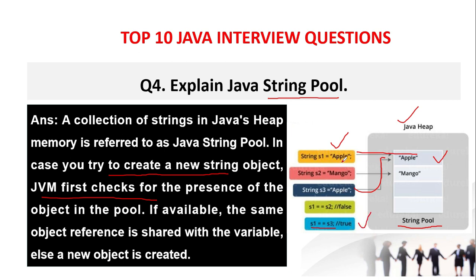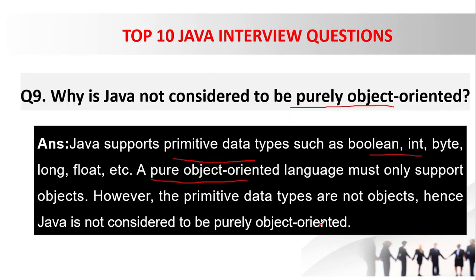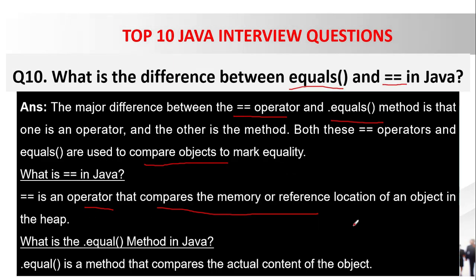But if I compare S1 and S2, S1 is pointing to this location and S2 is pointing to another memory location, hence it returns false. So this is nothing but the double equal to operator. The equals method is used to check the actual value of your object.